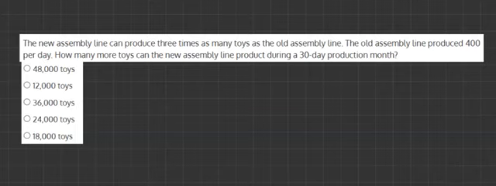The new assembly line can produce 3 times as many toys as the old assembly line. The old assembly line produced 400 per day. How many more toys can the new assembly line produce during a 30-day production month?